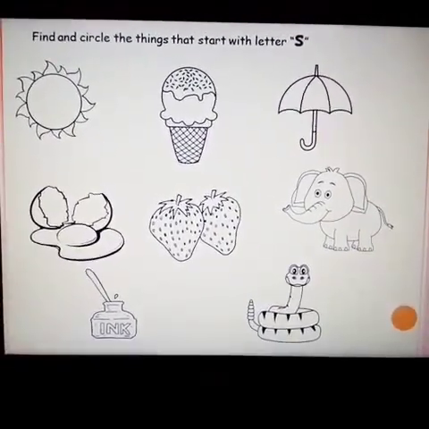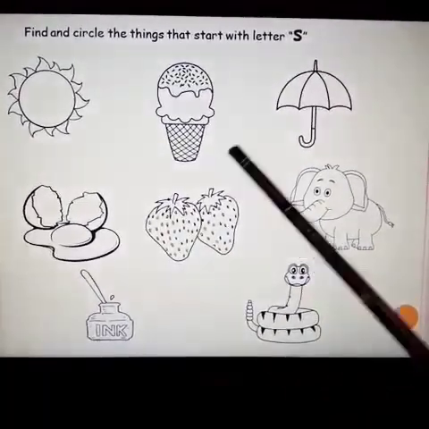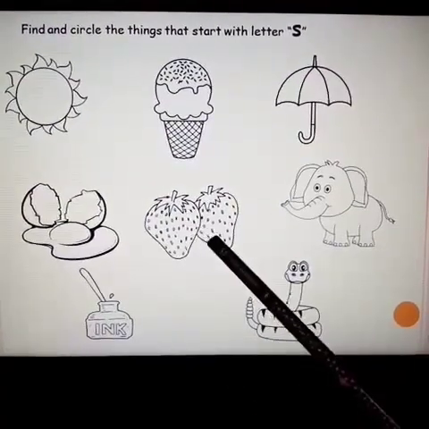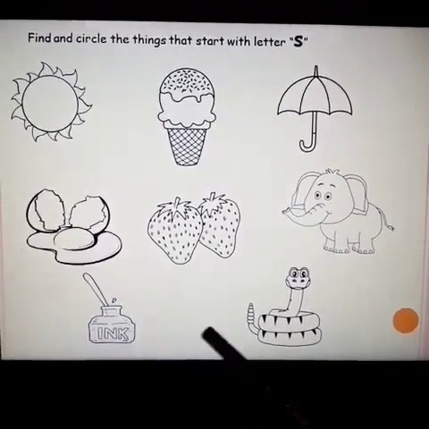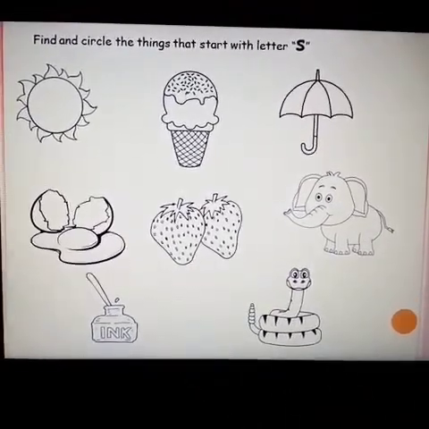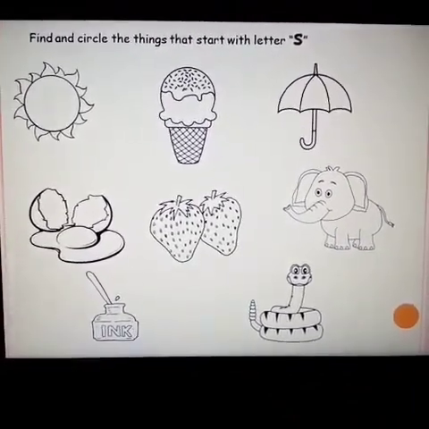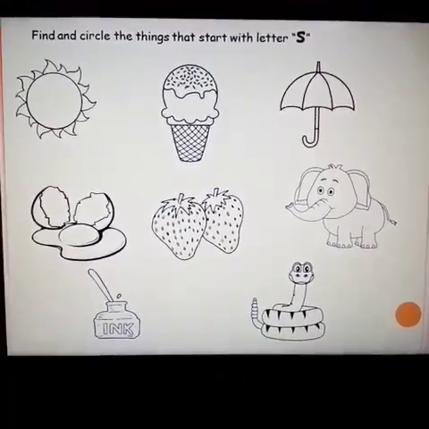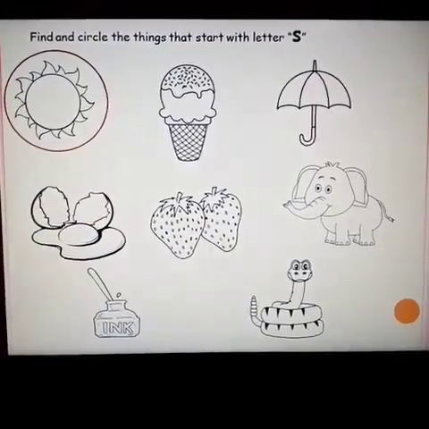The first picture is of the sun, ice cream, umbrella, egg, strawberry, elephant, ink, snake. So as we know that the beginning sound of sun and S is the same, just like sun. So sun is the friend of letter S. We will circle it like this.